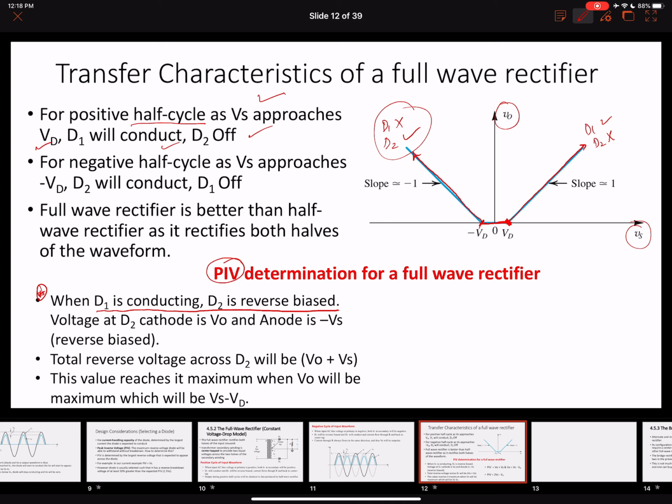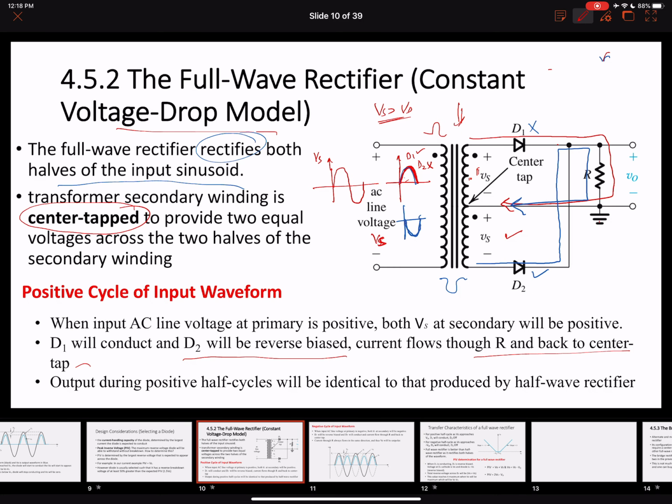We can pick any cycle, positive or negative. So let's pick a positive cycle. In a positive cycle, diode 1 is conducting and diode 2 is off, meaning that diode 2 is reverse biased. So let's find out the maximum reverse bias voltage that will appear across it during the positive cycle, and that will determine the PIV.